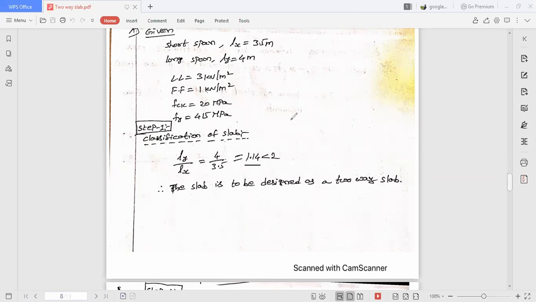If the Ly by Lx ratio is greater than 2, then it is a one-way slab. If it is less than or equal to 2, then it is a two-way slab. As it is less than 2, it is designed as a two-way slab. That is the classification of the slab.